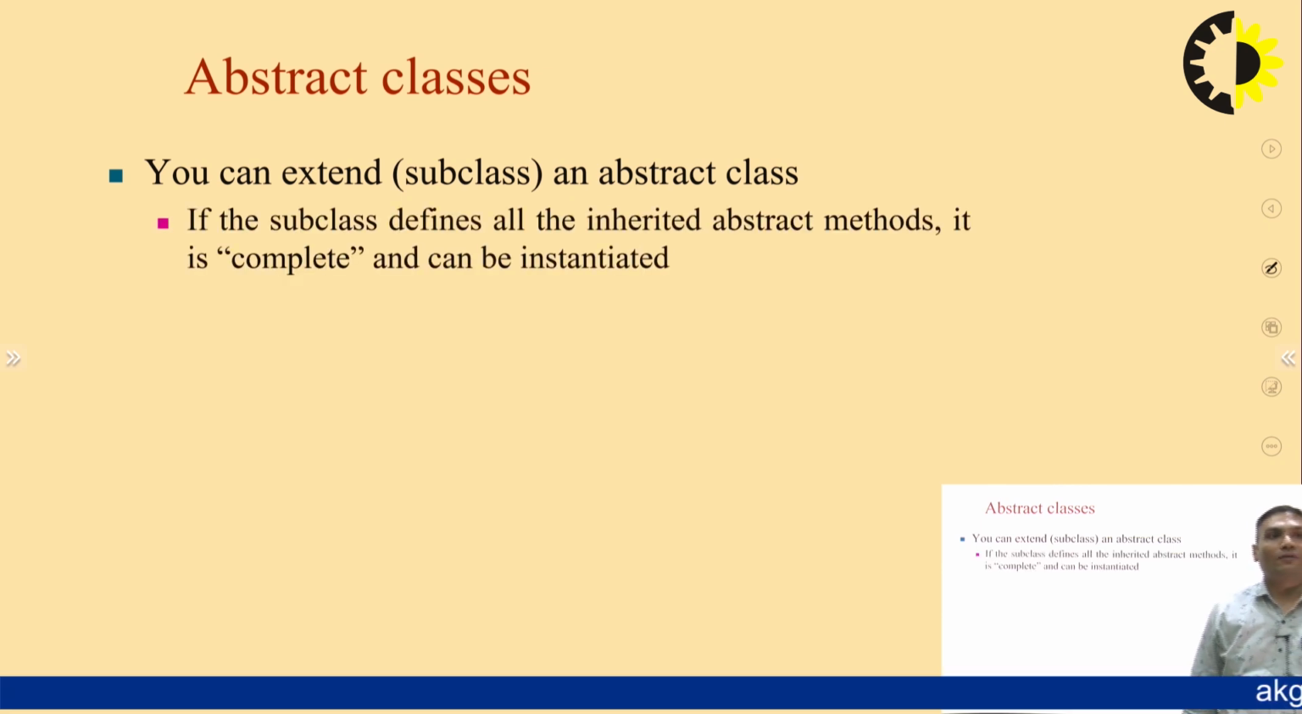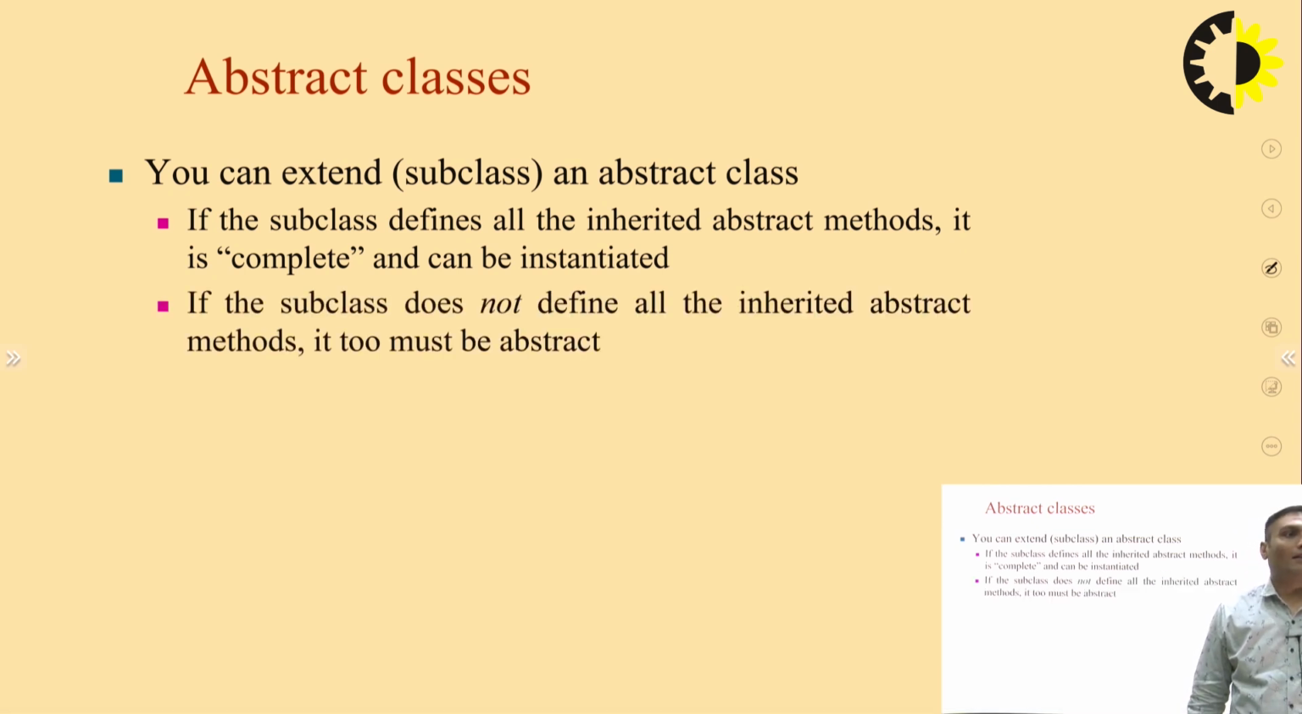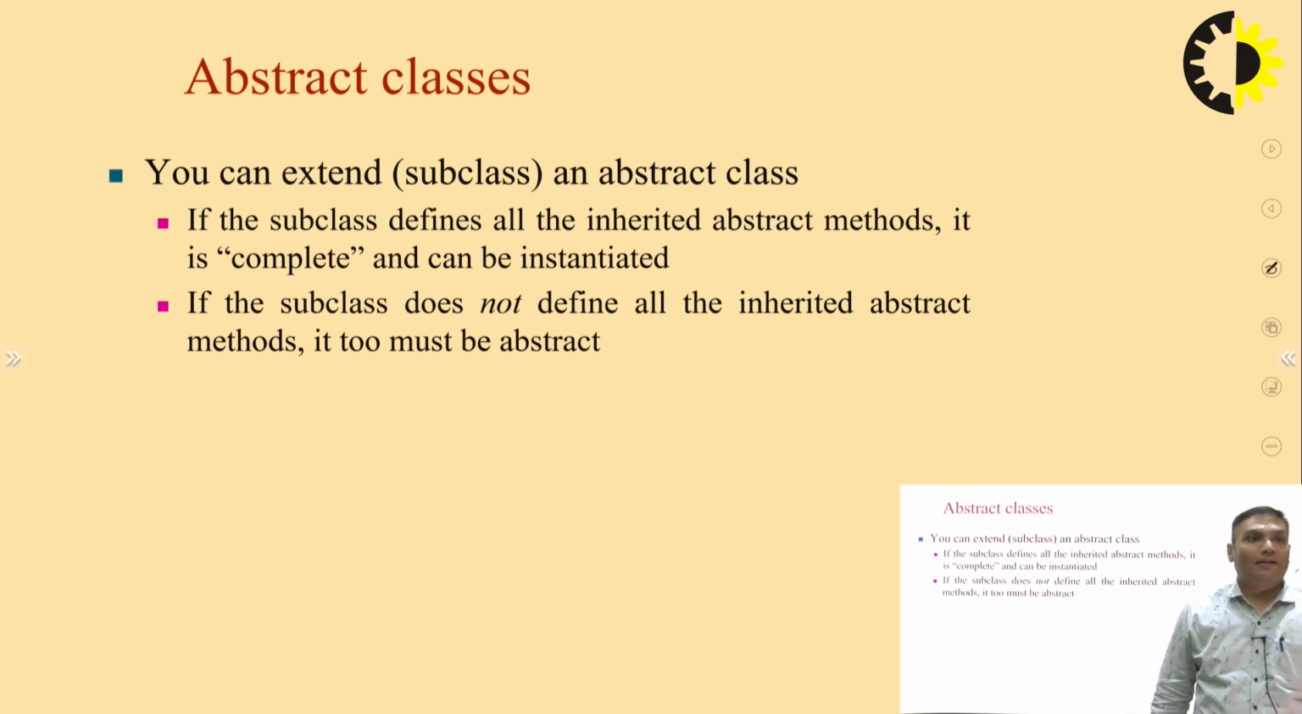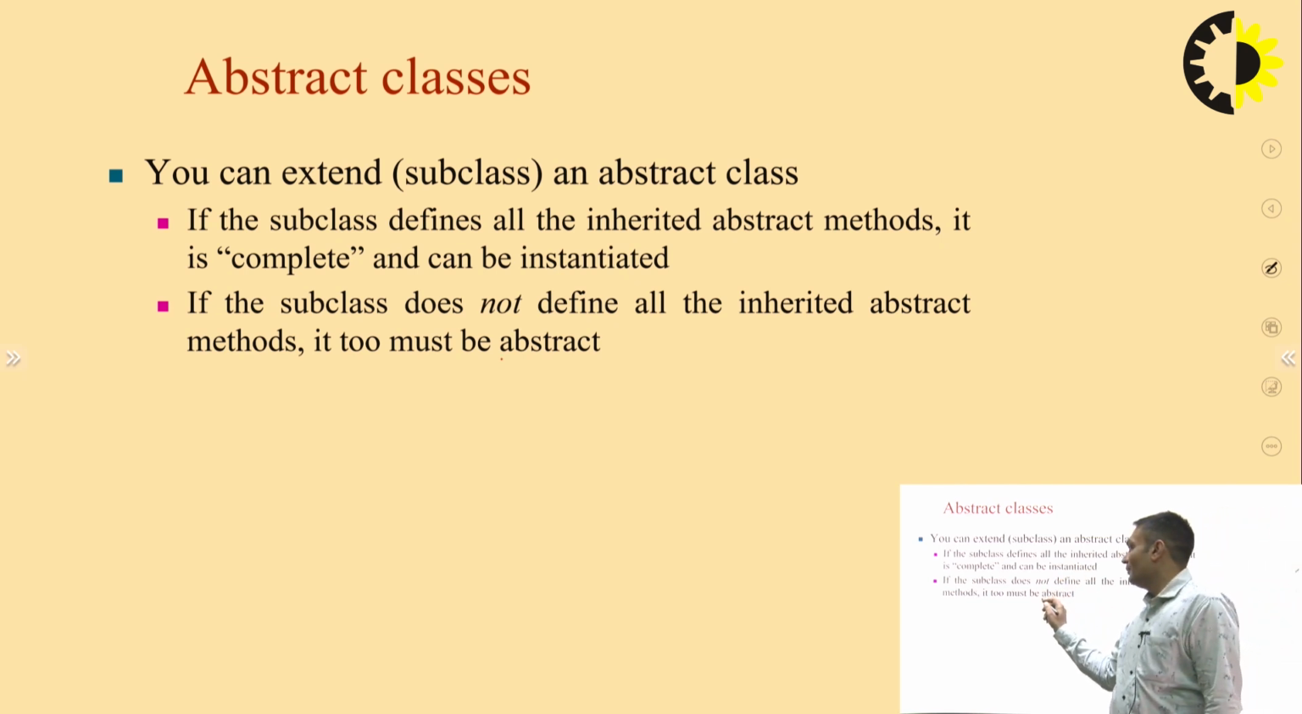If a subclass defines all the inherited abstract methods, it is called a complete class, because all the methods that are declared inside the abstract class will be defined inside the subclass that inherits that abstract class. So that subclass will be a complete class. If a subclass doesn't define all the inherited abstract methods, then this class may be considered an abstract class as well.